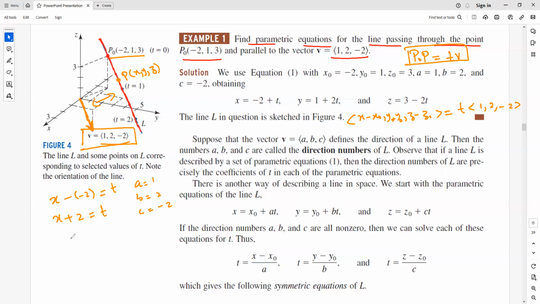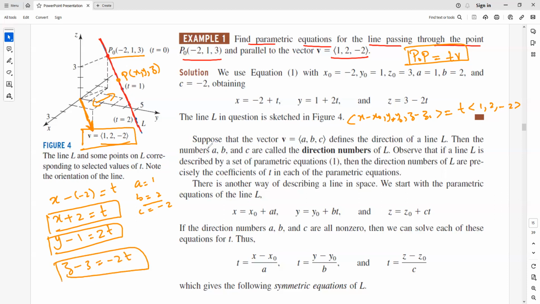And then for y, we have y minus y naught. So y minus 1 equals bt. B we have 2, so it will be 2t. This is for y. And for z, z minus z naught, that is 3, equals ct. So it's -2t. So that is for the z. So we have this parametric representation for the given line.